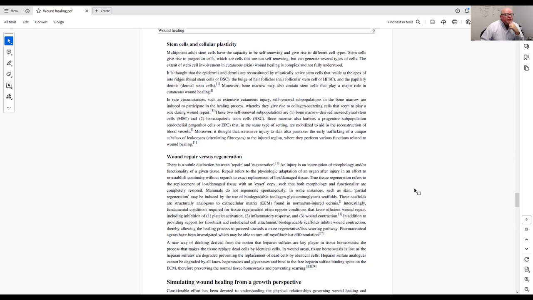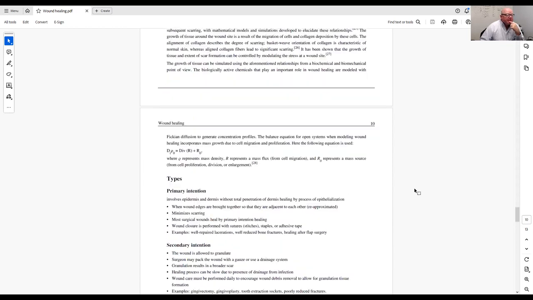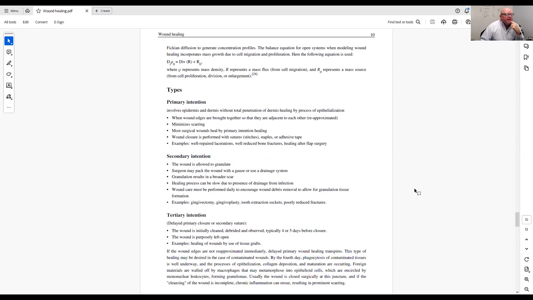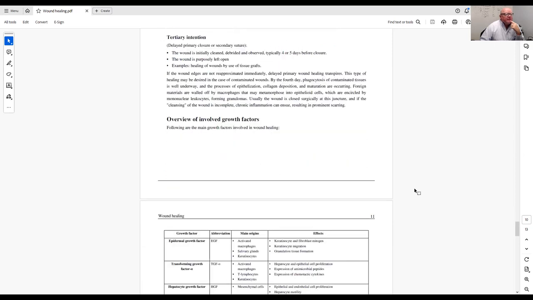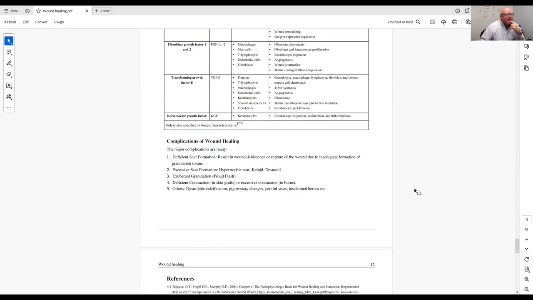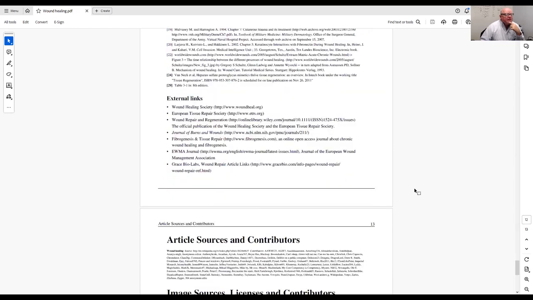Wound repair versus regeneration, stimulating wound healing, growth perspective. That's very interesting. And types, primary intention, secondary intention, tertiary intention, overview of growth factors. So there you go. Complications of wound healing, and then just a ton of references right there.